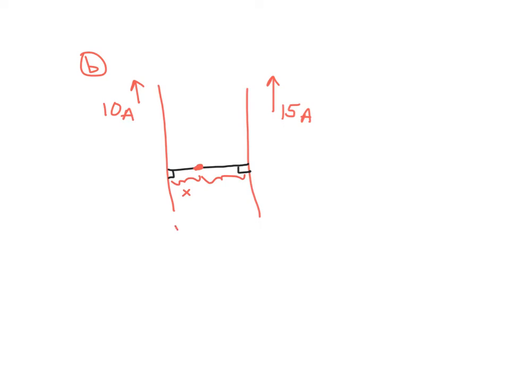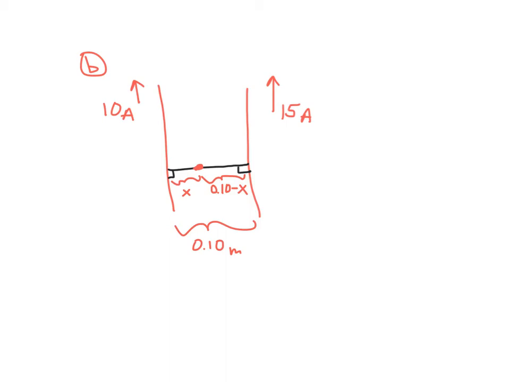Because we know that the whole distance between the two wires is 10 centimeters, well, that's 0.10 meters. Let's do this in meters. So this distance is 0.10 minus x.